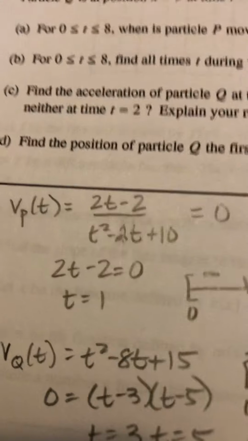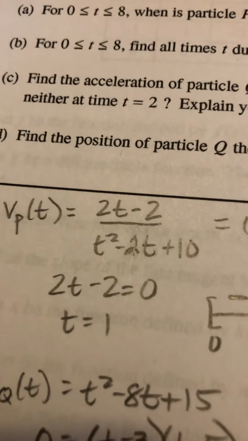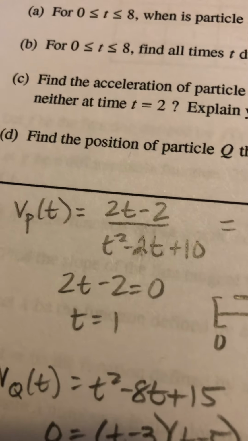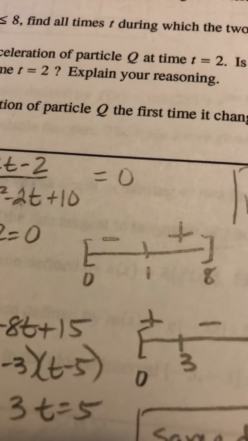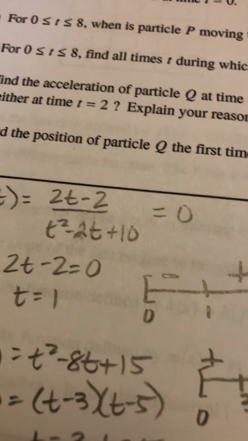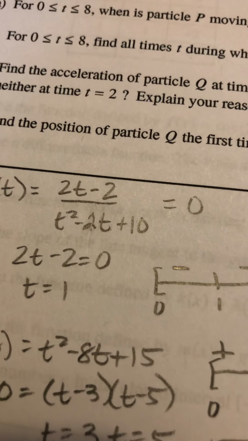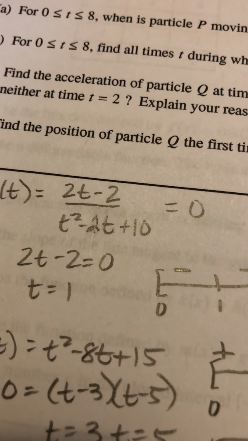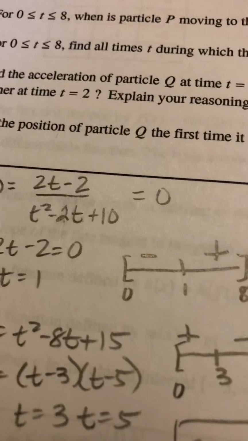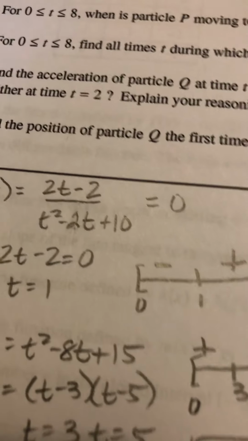We should also check when t squared minus 2t plus 10 equals 0, but that's going to be an imaginary number, so we don't have to worry about it. So there's our number line. We say, okay, 1 is our critical value. When we are a number between 0 and 1, the velocity is going to be negative. When we are a number between 1 and 8, the velocity is going to be positive.